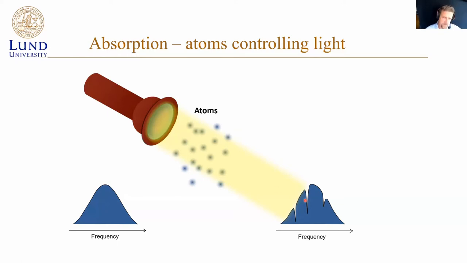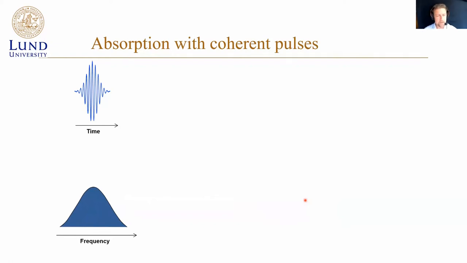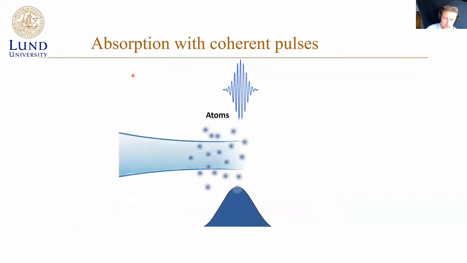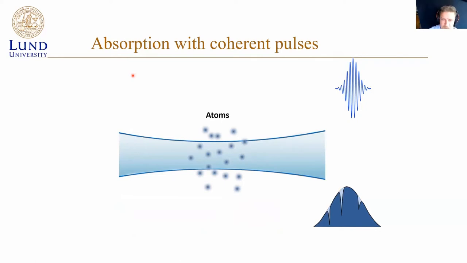If we now, instead of a flashlight, go to a coherent light source, a laser with a very short pulse, we can have the same frequency, the same bandwidth. If we want some nice short laser pulse, it needs a rather broad bandwidth. And then we send it through the atoms. And here is what puzzled me to start with. This short laser pulse is only there for a very limited time. Still, in the frequency domain, we see very sharp absorption features. These sharp features correspond to very, very long times. So how does that work?